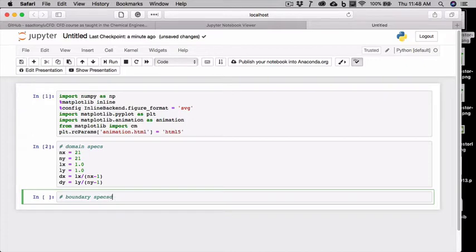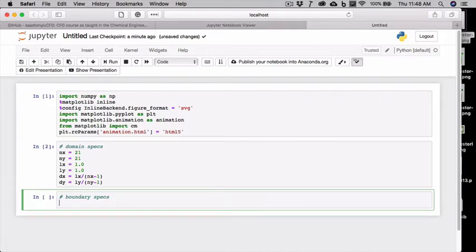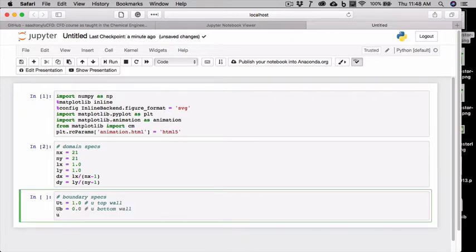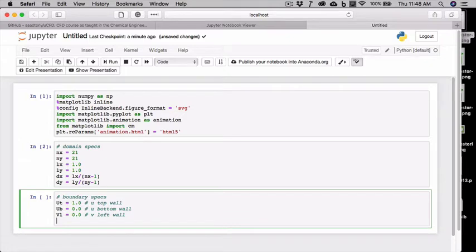Boundary specs. So we're going to have u top boundary equal to 1, u top wall, and then the rest are 0. u bottom is 0, u bottom wall, and then v left is 0, v left wall, and then v right is 0, v right wall, right? Because those are the tangential.